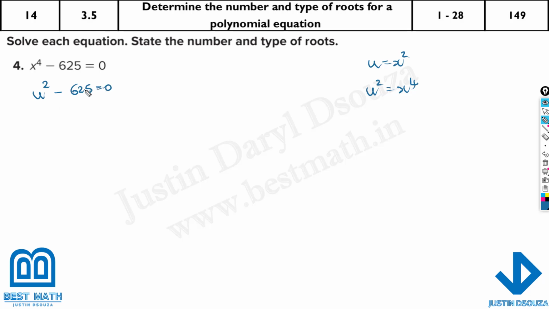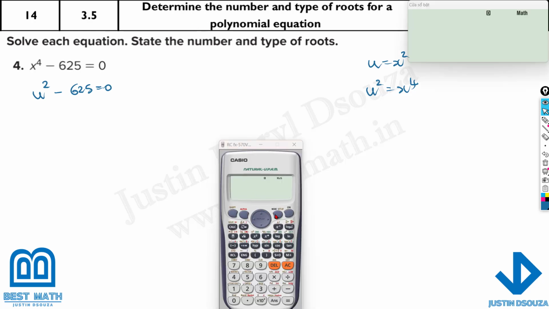Now can I solve this up? Yes, you can directly solve it by taking 625 to the other side, but I'll show you in the calculator. All we do is mode 5 and 3 for quadratics. Now the coefficient of u squared is 1. There is no u term, so it's 0. And lastly, we have minus 625 as the constant term. So the answer is 25 and minus 25. So u is equal to 25 and u is equal to minus 25.